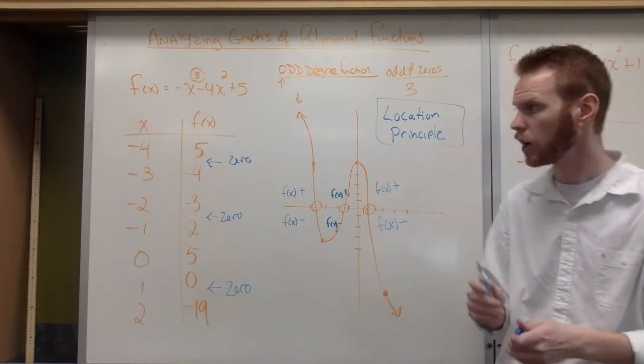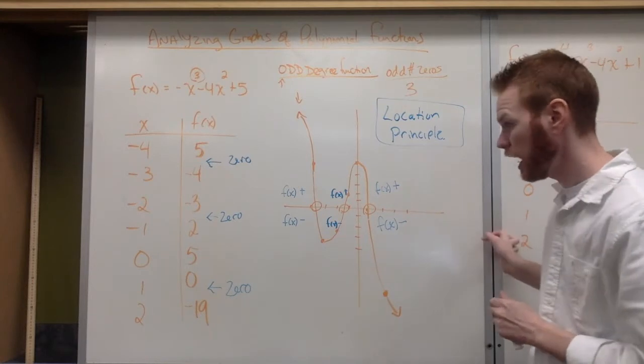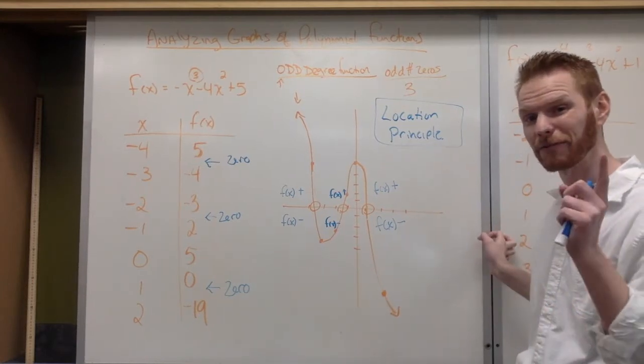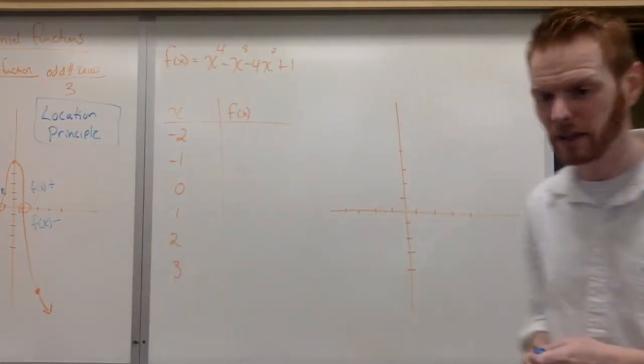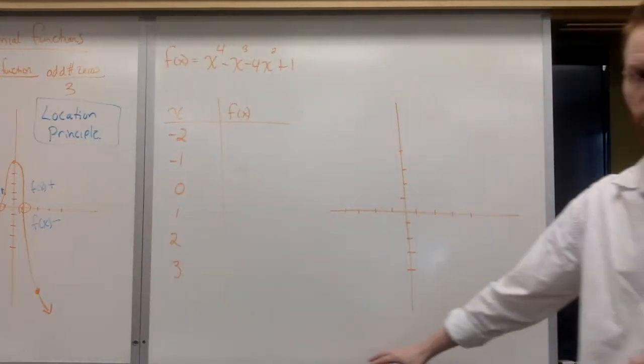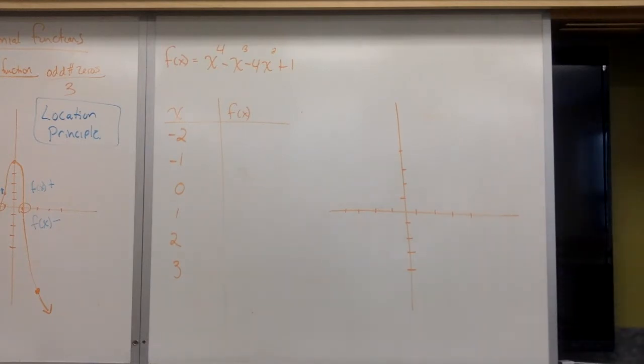Make sense? All right. Let's go ahead and graph another one and see if we can locate the zeros. And then we're going to graph it to see if we were correct. All right? So here's my next one. I highly encourage you, pause the video and see if you can get these answers.